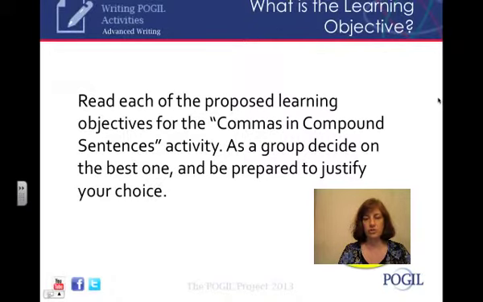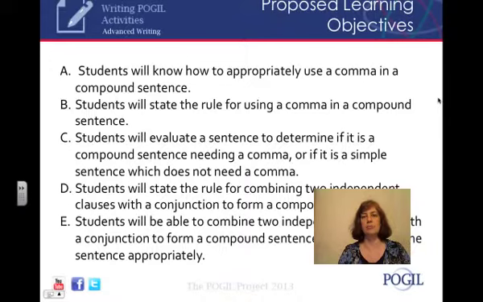Most will say either the third bullet, that students will evaluate a sentence, or they might say the last bullet, being able to combine two sentences into an independent clause. So here are the proposed learning objectives. Just have some conversation. Hopefully somebody will bring up the idea of higher thinking skills and Bloom's taxonomy, that evaluating is a higher order thinking than just stating the rule or knowing how to use the rule. And you might also mention that in the normal working of kids writing or reading or editing each other's work, we want them to be able to evaluate a sentence and determine if it needs a comma, not just be able to combine two sentences together.